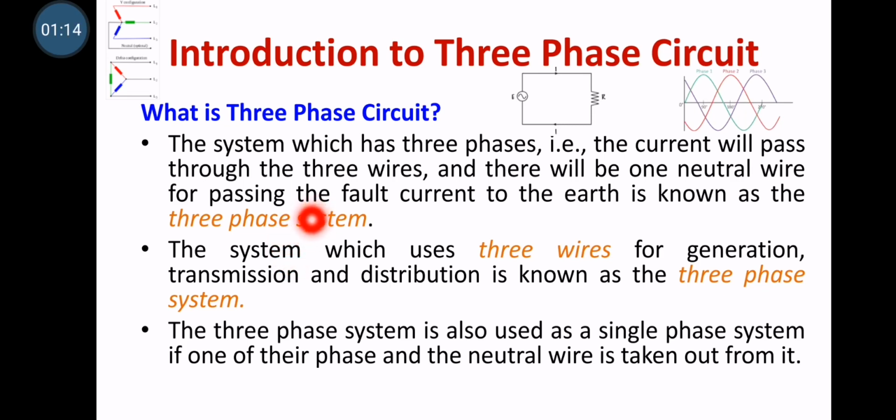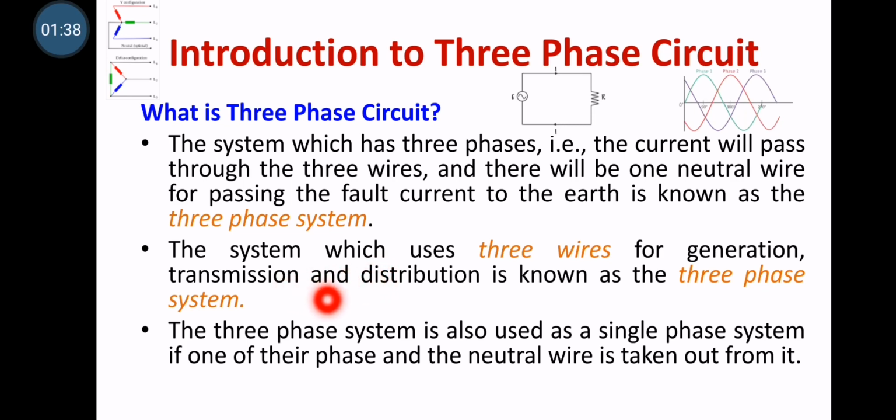It's a combination of three single phase circuits that is called a three phase circuit. You can say the definition like this: it's a combination of three single phase systems that is called a three phase circuit. The system which uses three wires for generation, transmission and distribution is known as a three phase system. That is actually another definition of a three phase system.